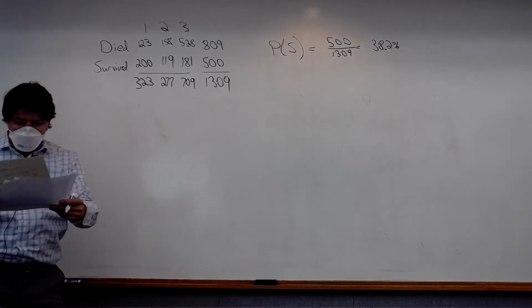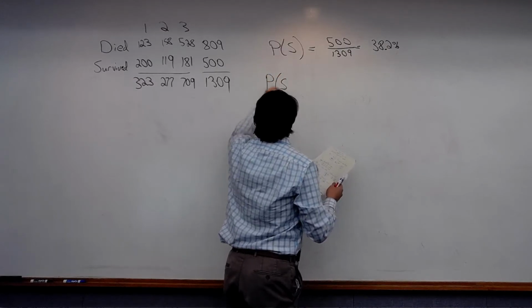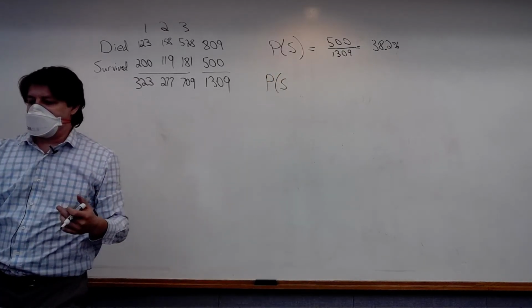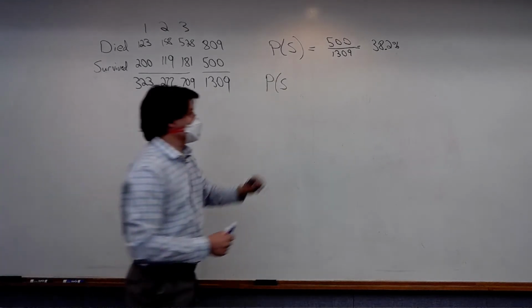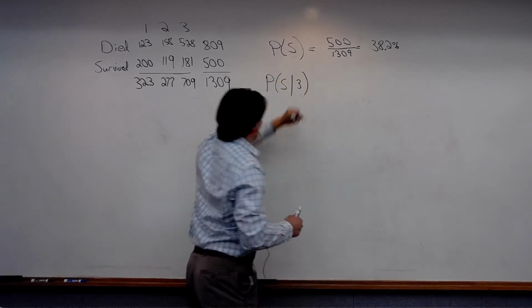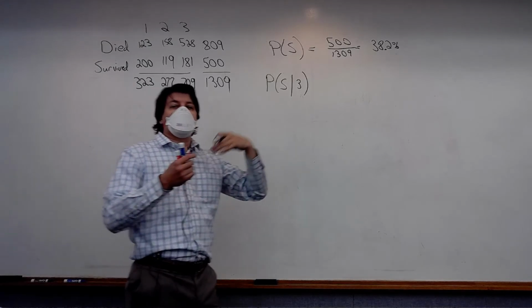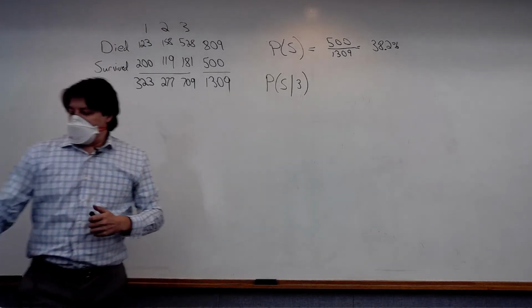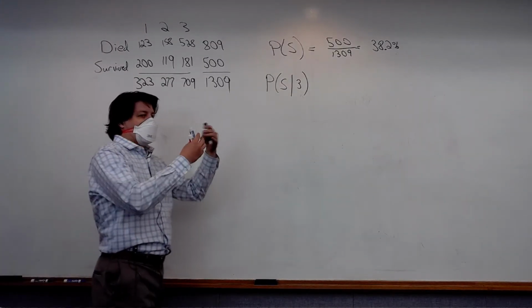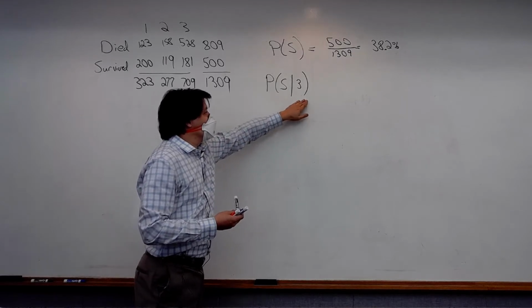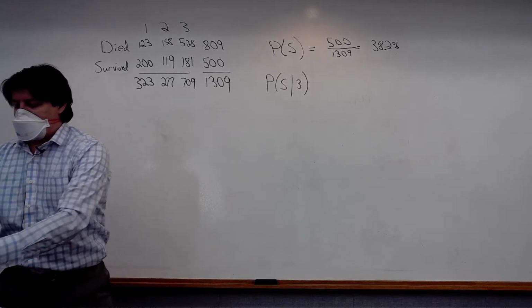Then I think I do ask, what if they were a third class passenger? So what's the probability that the random person survived, given that they're a third class passenger? Okay, so we're into conditional probabilities, just like we had with the marbles in the bag. We have more information, so we're updating. The likelihood of survival changes because we know now that we're talking about a third class passenger.